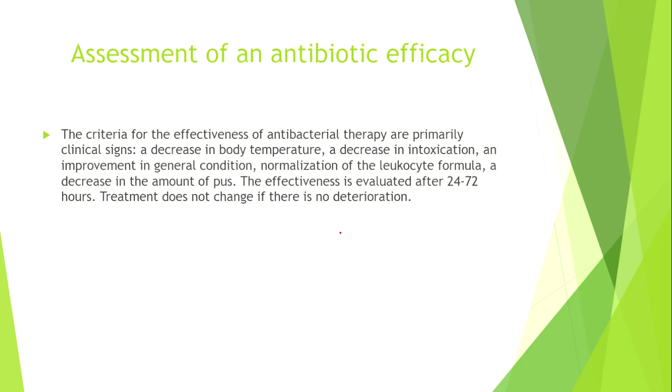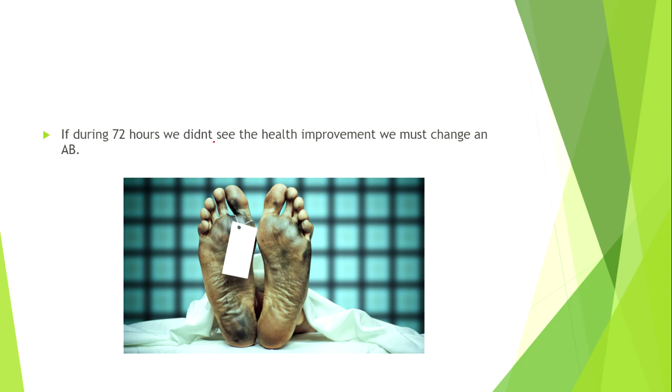Assessment of antibiotic efficacy. The criteria for the effectiveness of antibacterial therapy are primarily clinical signs: a decrease in body temperature, a decrease in intoxication, an improvement in general condition, normalization of the leukocyte formula, and a decrease in the amount of pus. The effectiveness is evaluated after 24-72 hours. Treatment does not change if there is no deterioration. If in 72 hours we don't see health improvement, we must change the antibiotic, or our treatment will not be effective.